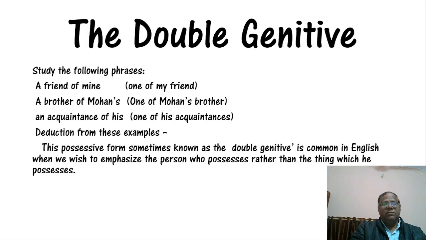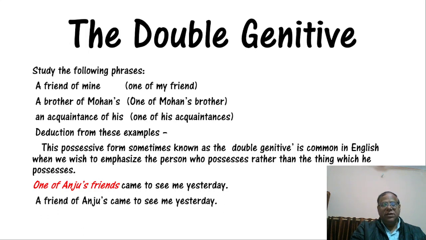This possessive form, sometimes known as double genitive, is common in English when we wish to emphasize the person who possesses rather than the thing which he possesses. तो इस तरीके से हम इंग्लिश में डबल जेनेटिव का यूज करते हैं जब हम किसी को एम्फेसाइज करना चाहते हैं. One of Anju's friends came to see me yesterday. इसको कैसे चेंज किया गया है? A friend of Anju's came to see me yesterday. इस तरीके से इसको चेंज किया गया है.